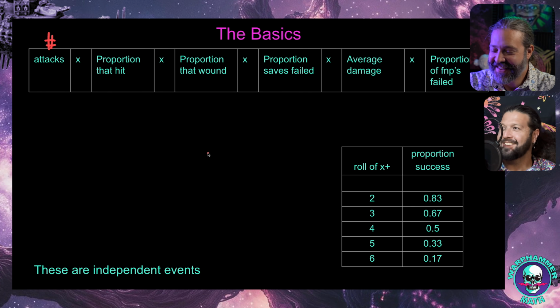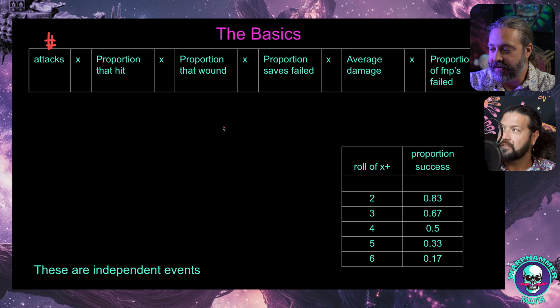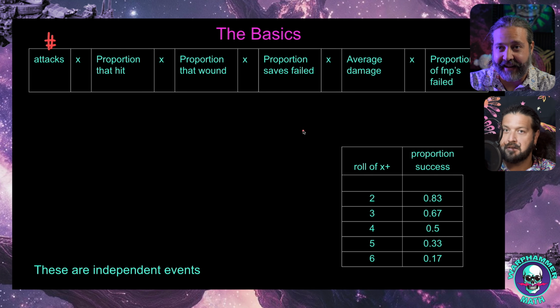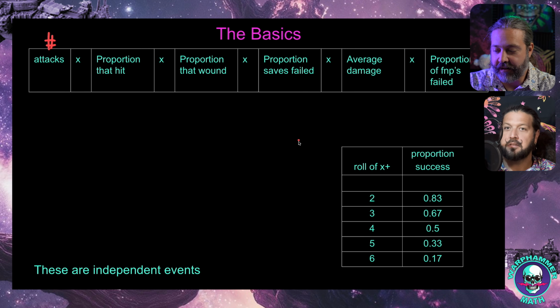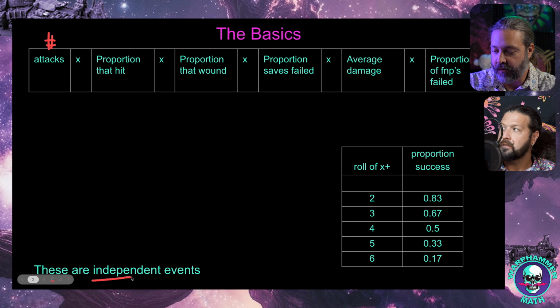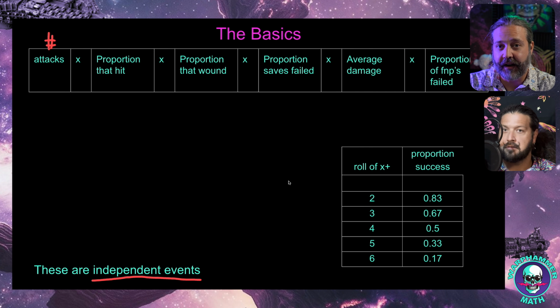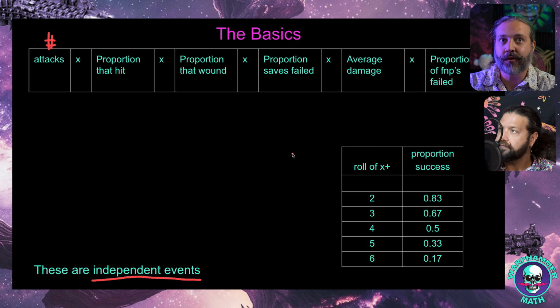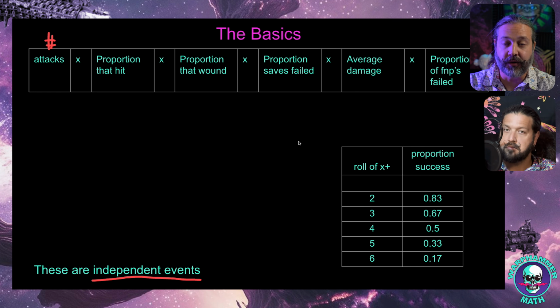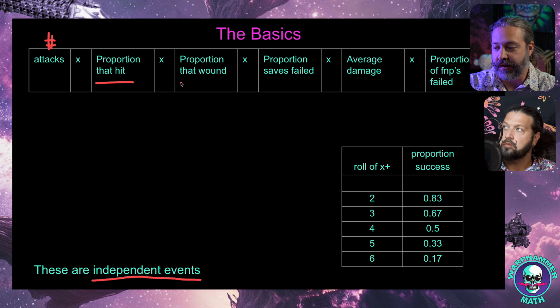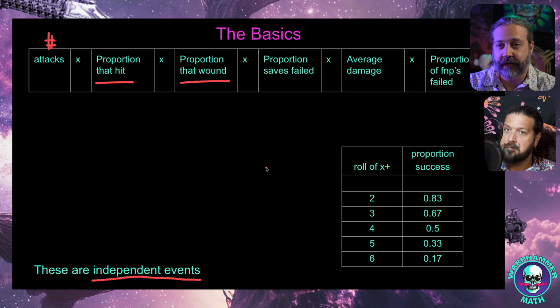Fancy. So the thing that's important about this is all of these were ands. You need things to do something and something else and something else, which means these are all independent events. So what happens in one step does not necessarily affect what happens in the other steps. So if you want to know the proportion that are both going to hit and wound, you just need to know the proportion that hit and multiply that by the proportion that wound, and you'll get your result.